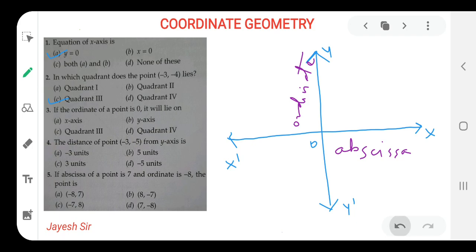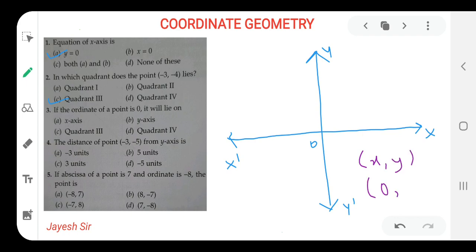Now what is given in MCQ 3? If the ordinate of a point is 0, let us write it over here. Ordinate, that means the y term in the (x, y) form would be 0. If the ordinate is 0, then it will definitely lie on the x-axis. It is similar to the MCQ that we did previously, but with a little change in language to confuse us. So let us begin with the fourth MCQ.